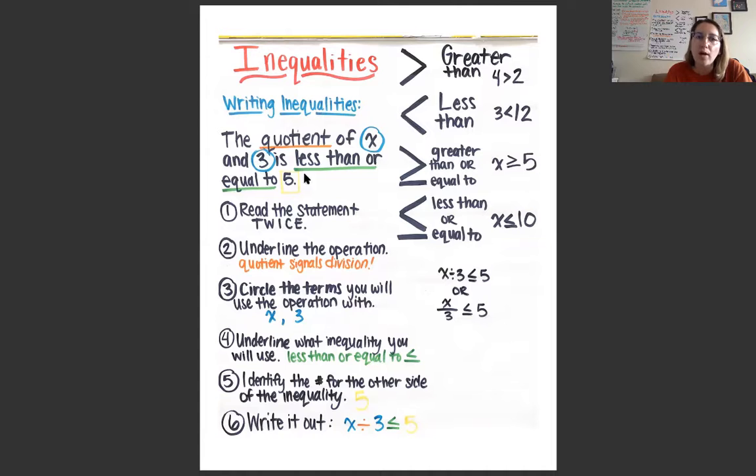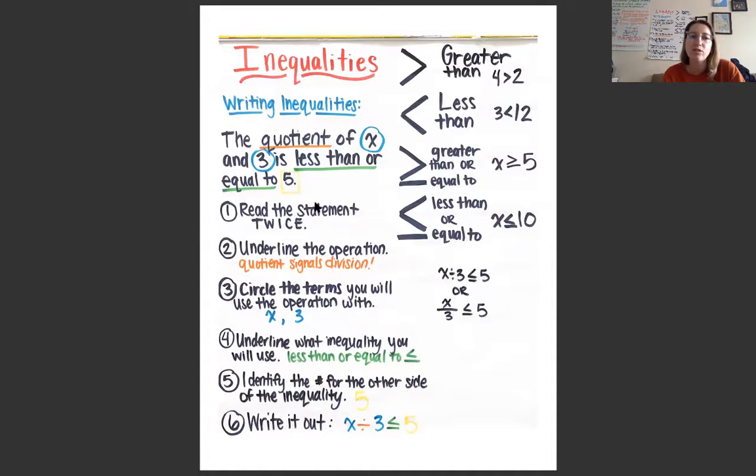So the inequality that they give us is the quotient of x and 3 is less than or equal to 5. So the first step is to read the statement twice. And the reason I say twice is because a lot of times we don't really read it the first time. We're just kind of like, okay, yeah, there's words. And it's really, really important to actually read what we need to do. So again, the quotient of x and 3 is less than or equal to 5.